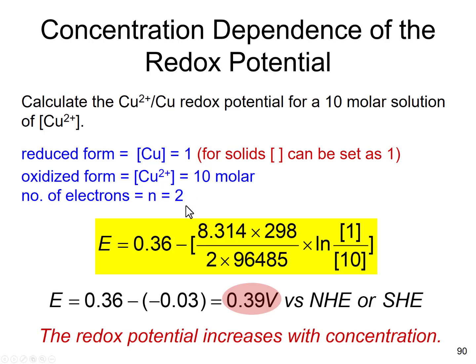And so we can use the Nernst equation to calculate the reduction potential of a 10 molar solution of copper 2 plus. And that is demonstrated here. The standard reduction potential of this cell is 0.36 minus 0.03, and that gives rise to 0.39 volts, which is essentially larger than the standard reduction potential. So the redox potential increases with concentration.